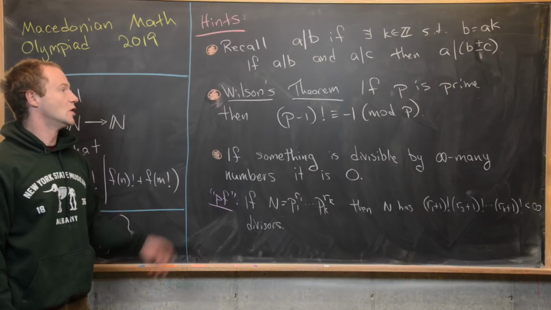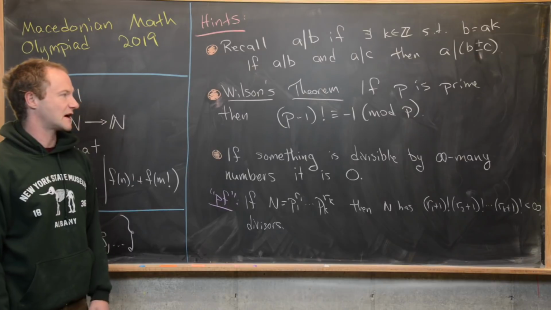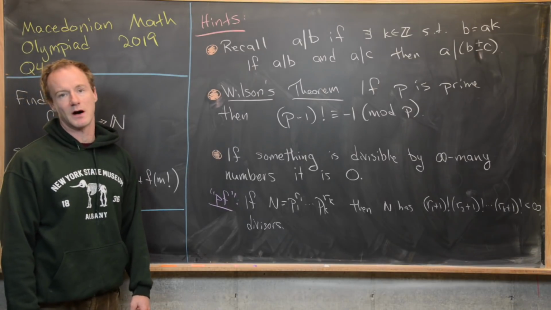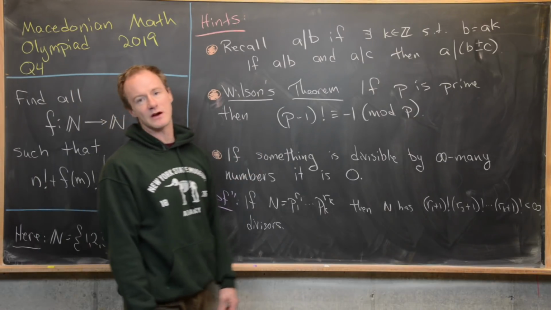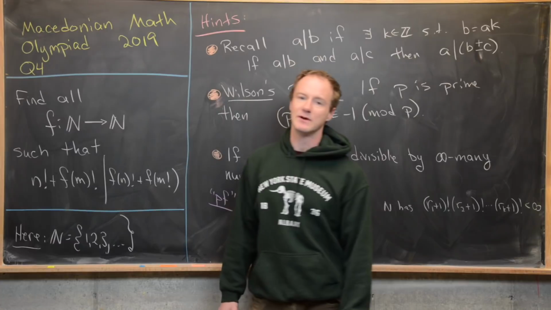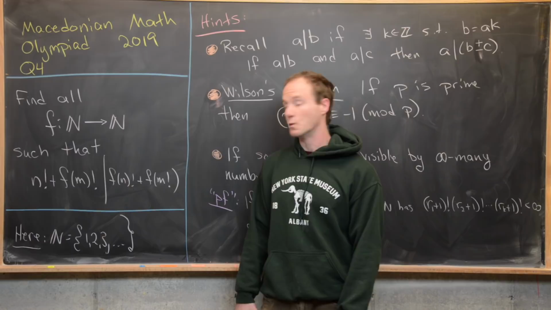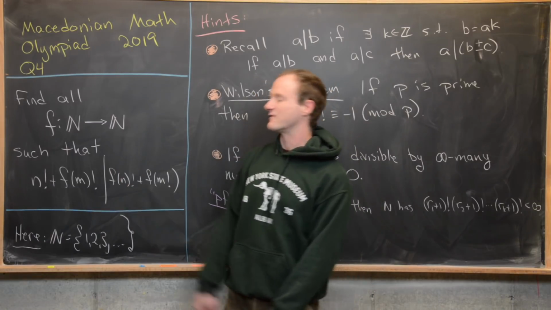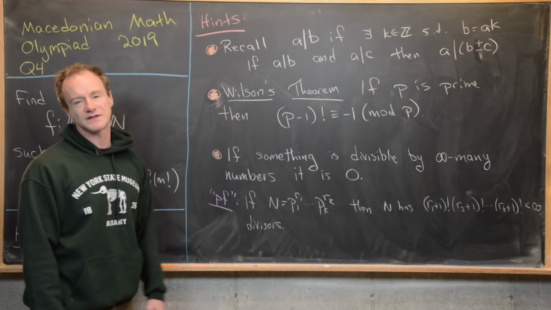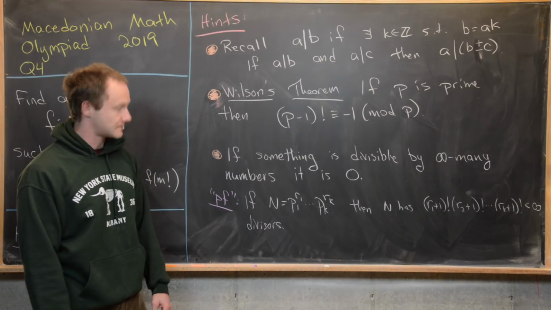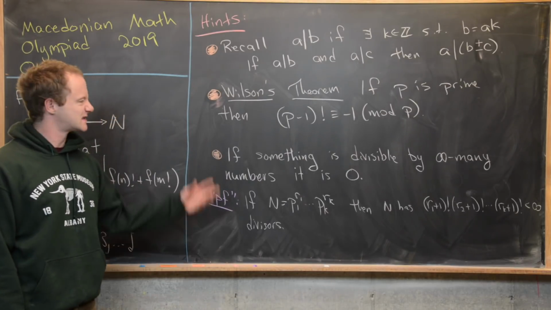My next hint is Wilson's theorem, and that is if p is prime, then p minus 1 factorial is congruent to minus 1 mod p. So I think there's a pretty big hint that we should be using Wilson's theorem here, because first off, we've got divisibility. Whenever we've got divisibility, we probably want to work with prime numbers one way or another. And then also we've got factorials. And then whenever we're working with factorials and prime numbers, Wilson's theorem is kind of an obvious thing to work with.